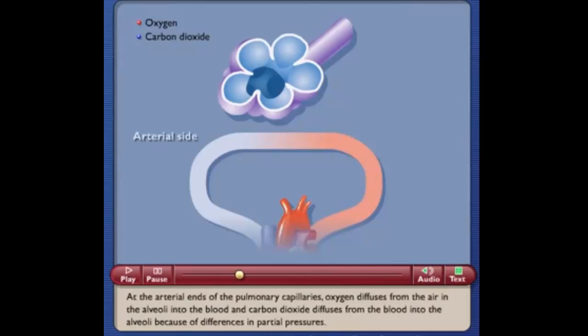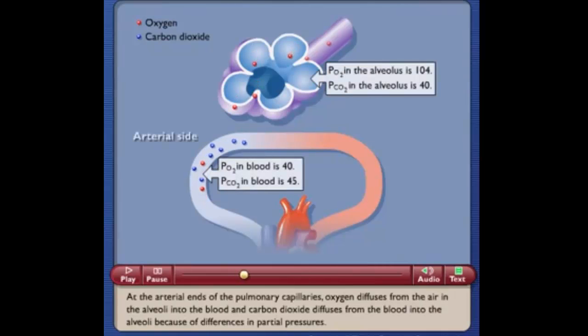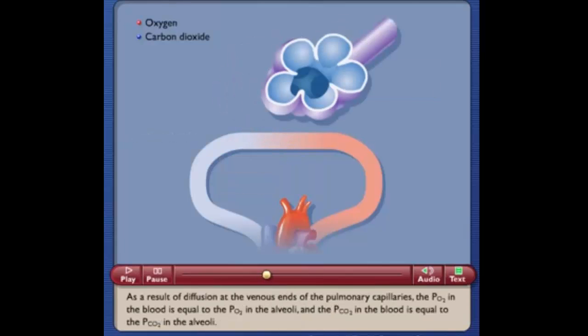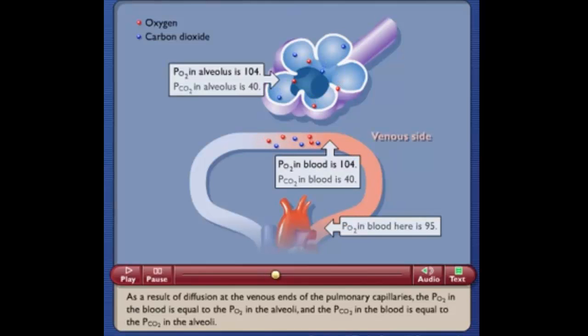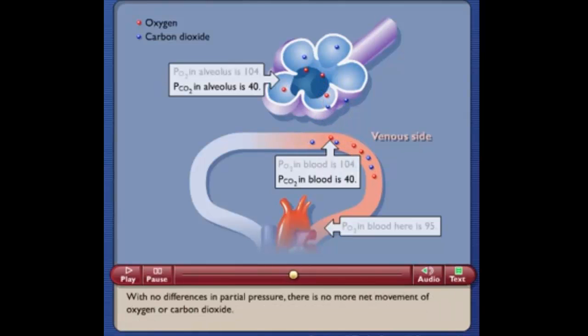At the arterial ends of the pulmonary capillaries, oxygen diffuses from the air in the alveoli into the blood, and carbon dioxide diffuses from the blood into the alveoli because of differences in partial pressures. As a result of diffusion, at the venous ends of the pulmonary capillaries, the PO2 in the blood is equal to the PO2 in the alveoli, and the PCO2 in the blood is equal to the PCO2 in the alveoli. With no differences in partial pressure, there is no more net movement of oxygen or carbon dioxide.